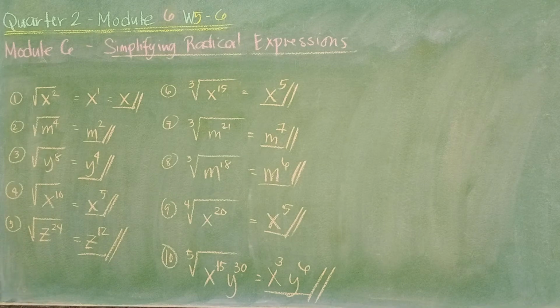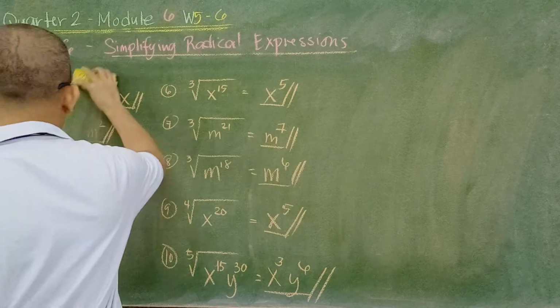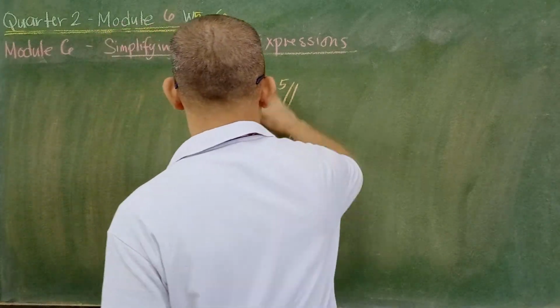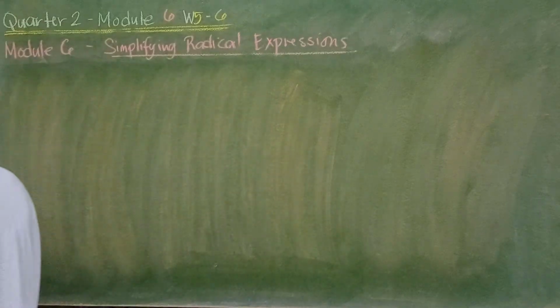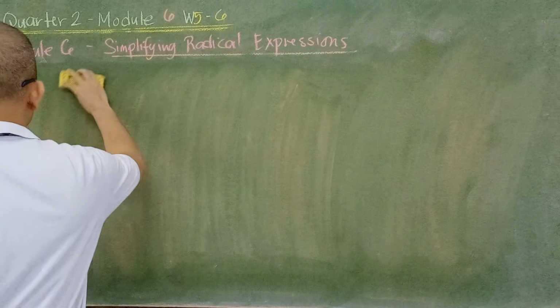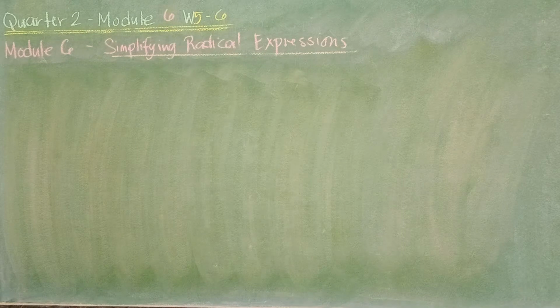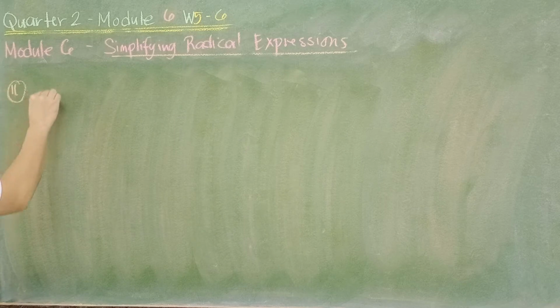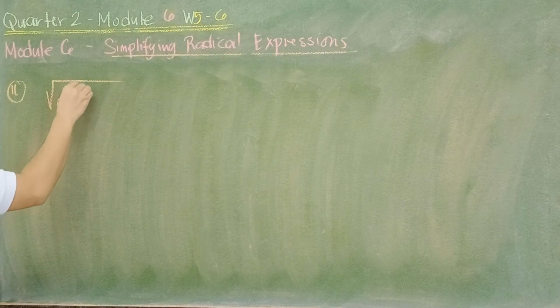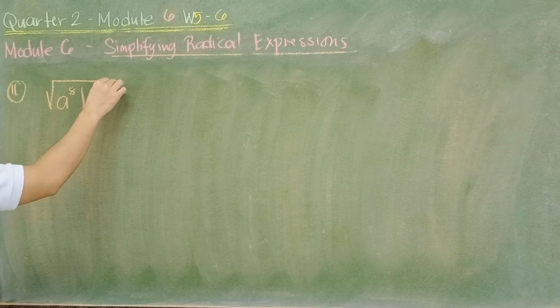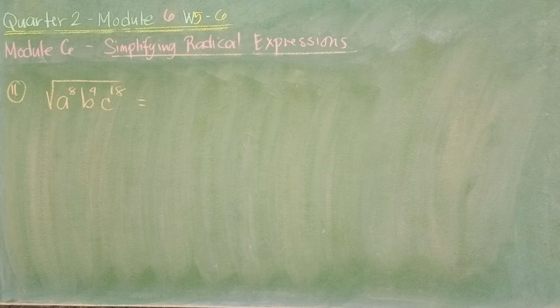So, nag-divide ka lang. So, papahabain natin yung given. Let's say, meron tayong multiple variables, hindi lang same letter. Say number 11, square root of a raised to 8, b raised to 4, c raised to 18. So, bawat exponent dyan, a, di-divide mo dun sa index.